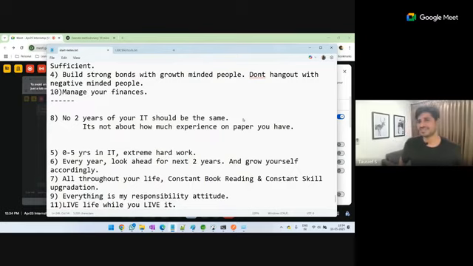Simple things. People are messing up here. Don't do that. You need to work hard and you need to take care of your career. How can you do it? You need to be aware. You should be working and gaining knowledge. No 2 years should be the same. Every year, new learning should be there.